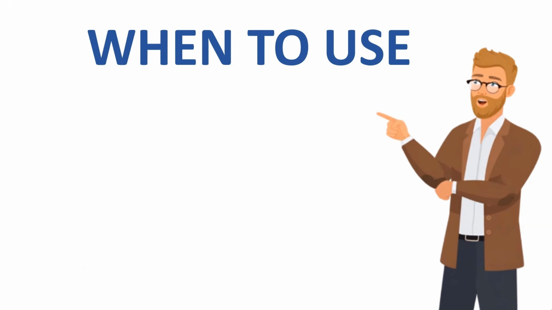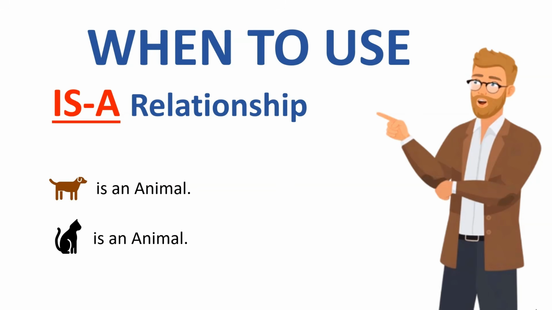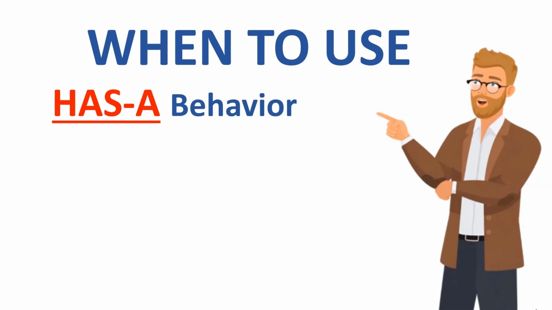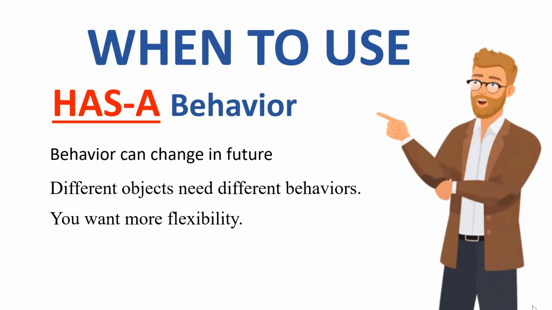When should you use inheritance? Use inheritance when you have a genuine is-a relationship. For example, dog is an animal. Cat is an animal. Car is a vehicle. When should you use composition? When behavior can change in future, different objects need different behaviors, you want more flexibility, your system is likely to grow.